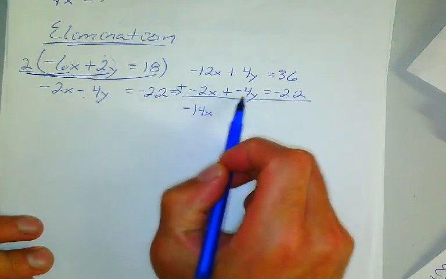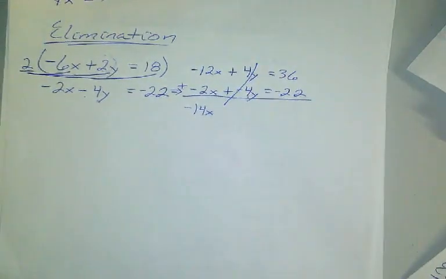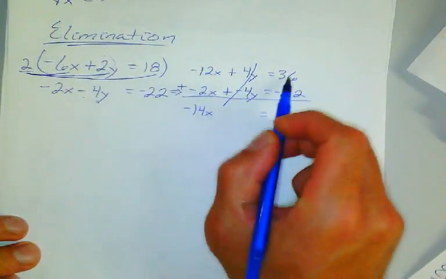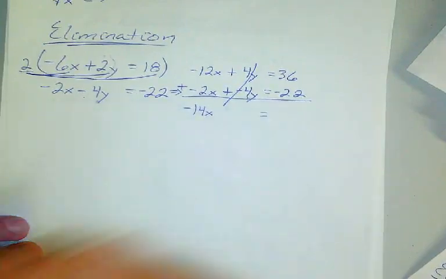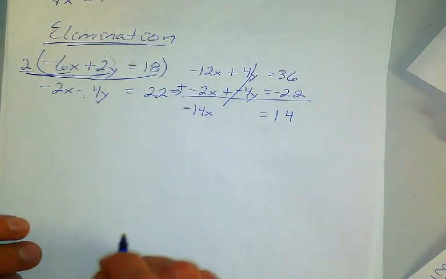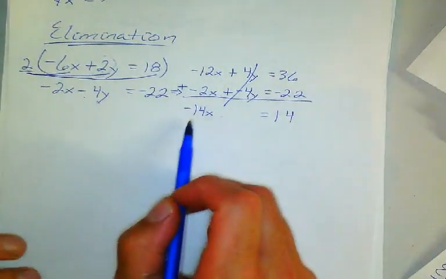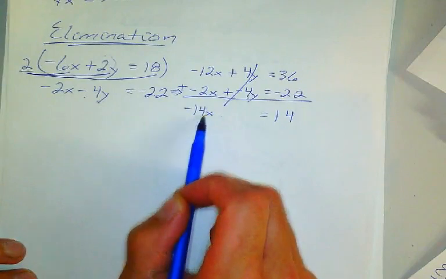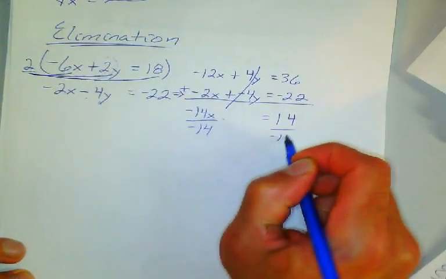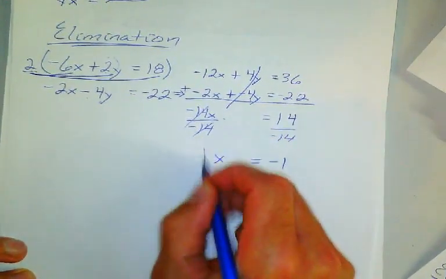4y plus negative 4y. Oh, that's a zero pair. That's gone. That's how you know you did it right. You'll get one zero pair. Equals 36 plus negative 22. That's 14. Ooh, this is going to be nice. Now you have an equation that we can solve. It's going to be a one-stepper. How do you undo multiplying by negative 14? Well, you divide both sides by negative 14. And we get x equals negative 1.